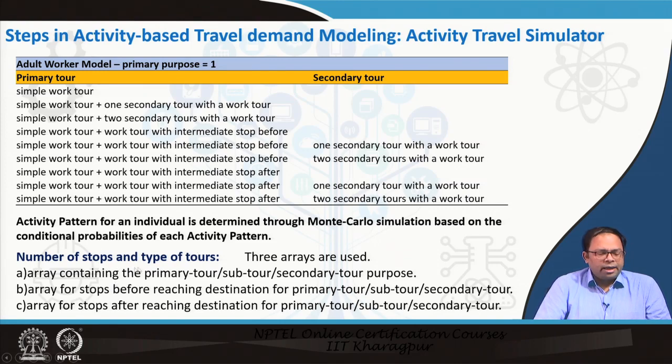Once we have done that, we need to store this data in three arrays. One array contains the primary tour, subtour or secondary tour purpose. The second array contains the stops before reaching the destination for each of these tours, and the third array contains the stops after reaching the destination for the primary tour.